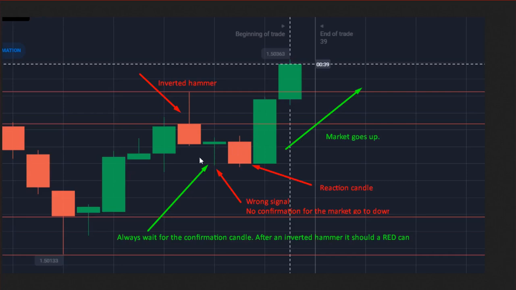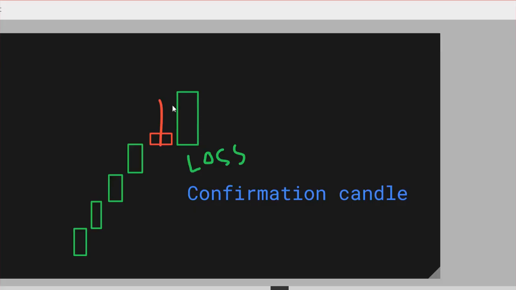Without martingales, let's think that you saw this inverted hammer, then you took a downtrend, then you lost it because it made a green candle right here. So how to avoid this sort of mistake, how to save your money? The solution is a confirmation candle. So let's see the situation again.